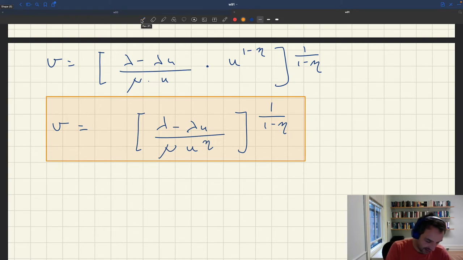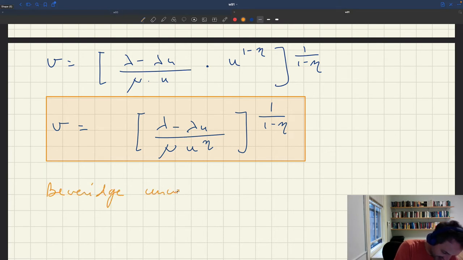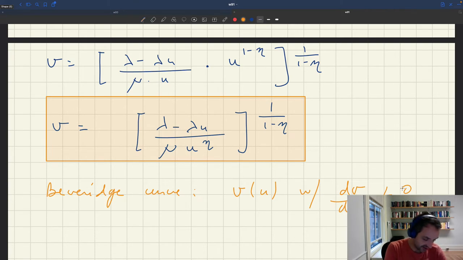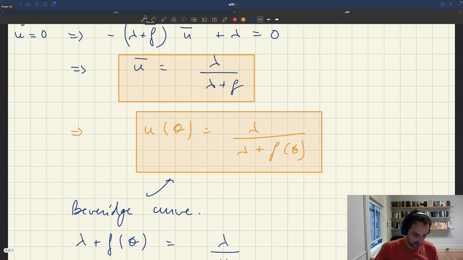vacancy and unemployment. You can see that here we have a Beveridge curve that we can write as v of u with dv/du strictly negative. You can see that because in the u, you have lambda minus lambda u, so that's decreasing in u. You divide that by mu times u to the eta, which is increasing in u, so that's both due to the numerator and denominator, it's decreasing in u, and then you put that to the power of 1 over 1 minus eta, which is a positive number, so all of this is going to be decreasing in u. So here we have a negative relationship between vacancies and unemployment, that's a Beveridge curve. So the critical point of our differential equation gives us a Beveridge curve here.